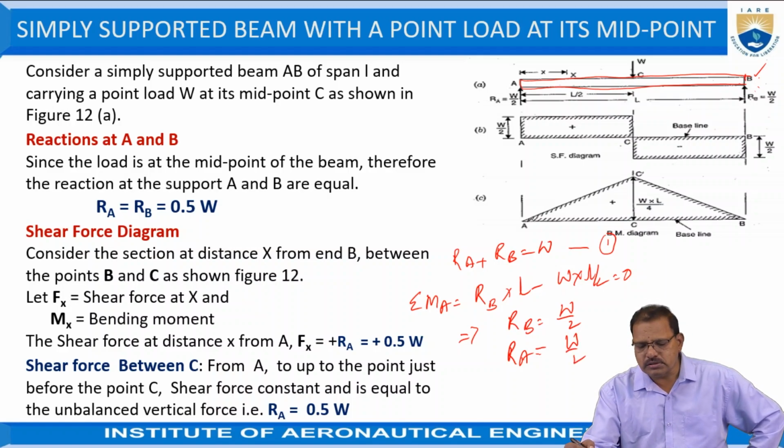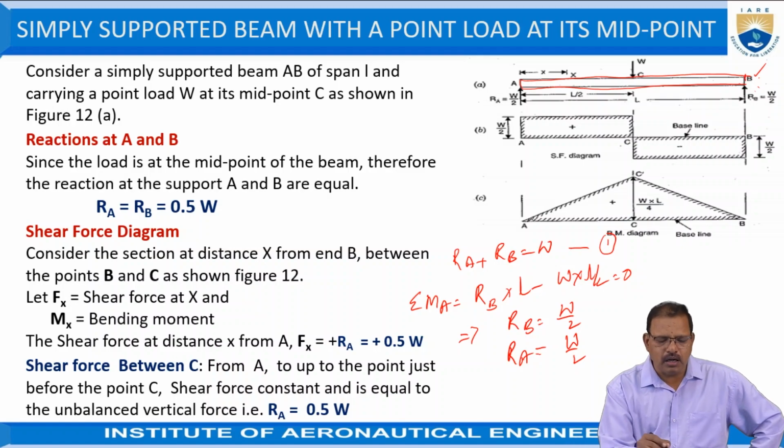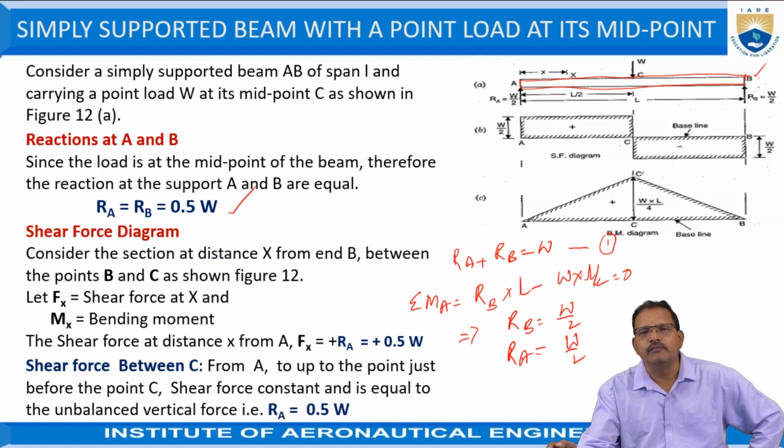So we got the reactions at RA and RB, which is equal to W by 2. R is also equal to 0.5 W as shown in figure now. Now we have to draw the shear force diagram.